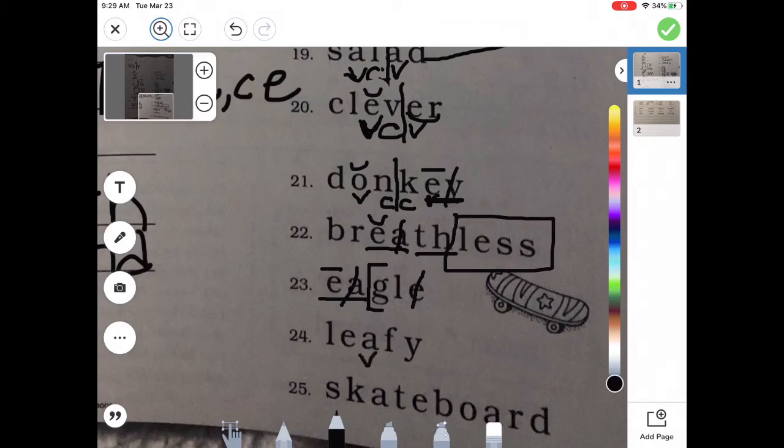How about our next one? Well, I've got a vowel and a consonant, so I normally break it apart right here. But if I do that, look what happens. I've got that EA, long E, sneaky A. Leafy. Leafy, very good.